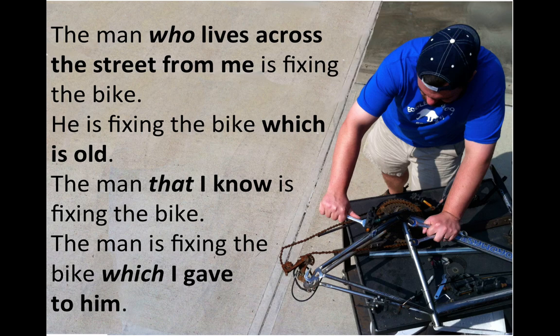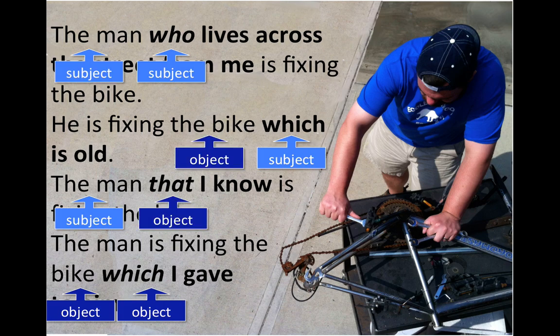So notice here are all four of our example sentences. We can modify the subject with a relative clause in which the pronoun is the subject. We can modify the object with a relative clause in which the relative pronoun is the subject. We can modify the subject with a relative clause in which the relative pronoun is the object. And we can also modify the object with a relative clause in which the relative pronoun is the object. So any combination of these is possible. You can use any combination.